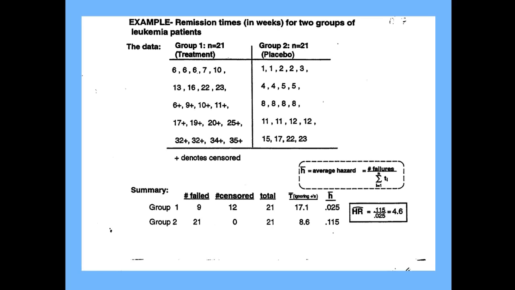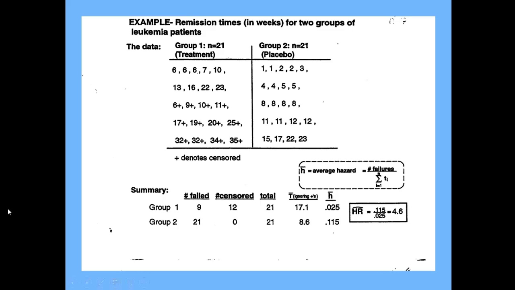All we know is they were in remission through 6 weeks, but after that, we don't know what happened to them. And when that happens, we call that kind of data censored data, because the true results on them, we don't really know. So it's censored data. That's the term that's used.